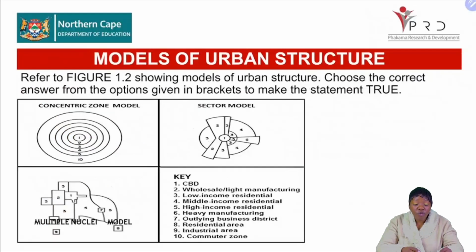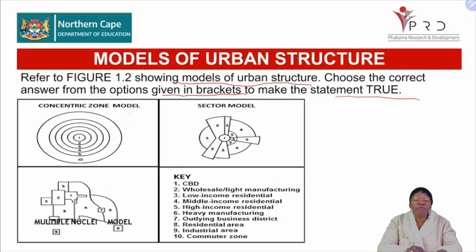Then we're moving to the next questions. Our next question is based on the models of urban structure. We are asked to refer to figure 1.2. The figure is showing the models of urban structure. Then you choose the correct answer from the options given in the brackets to make the statement true. If we go through our diagram, figure 1.2, we have the models of urban structure. Remember, we've got 3 models of urban structure.